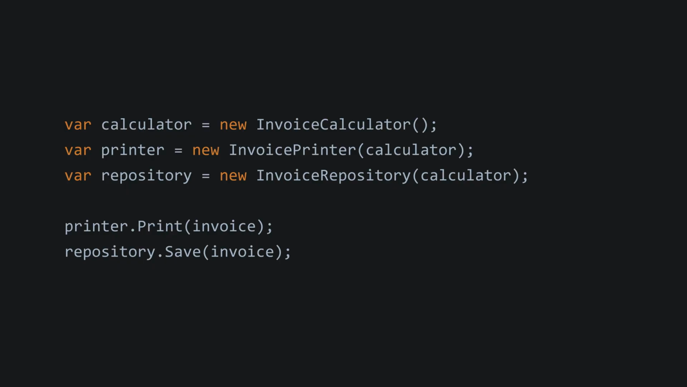The program wires the three together. Build an invoice, hand it to invoice calculator for a total, hand it to invoice printer for a receipt, hand it to invoice repository to save. 3 collaborators, each doing exactly one job, each callable on its own.